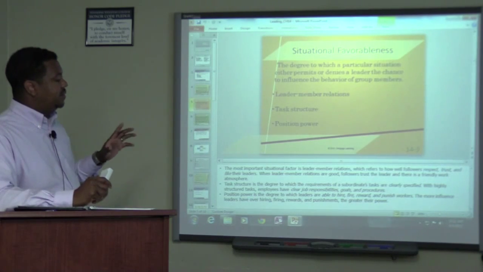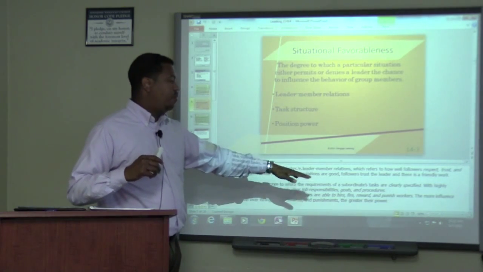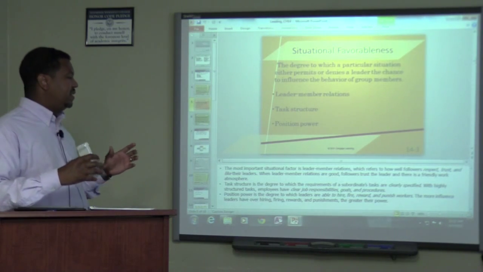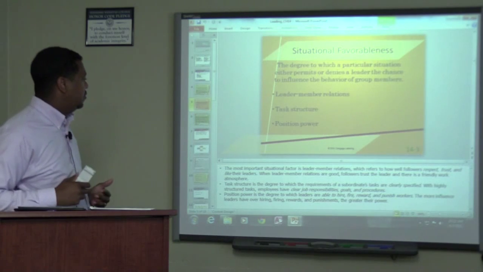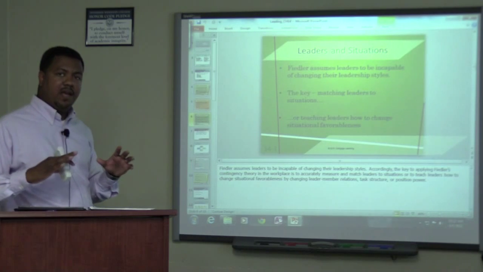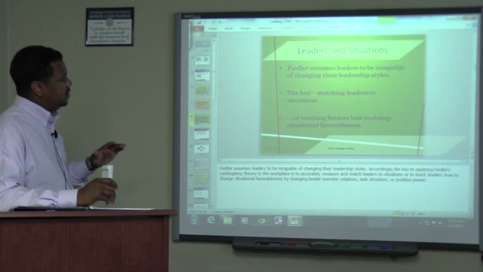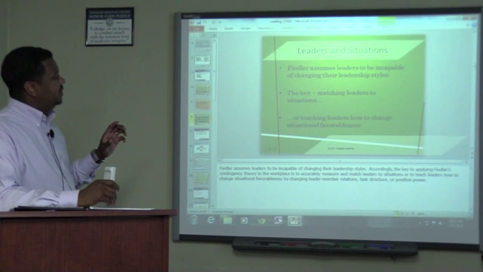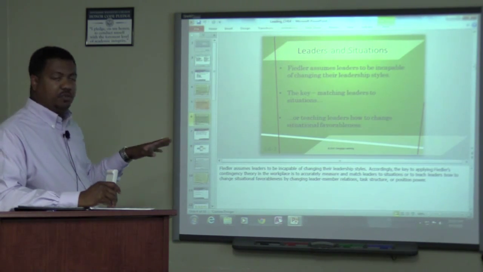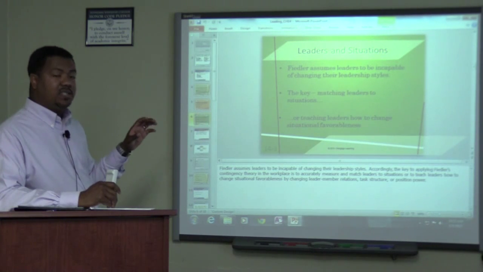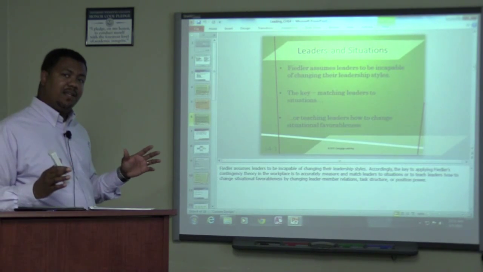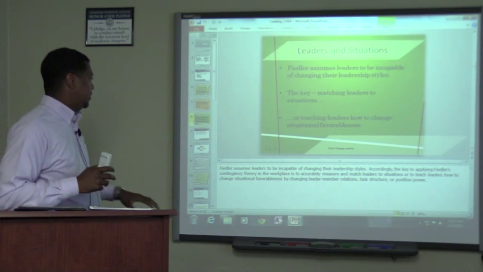Does this leader have the ability to hire, fire, reward, or even punish workers to move forward in the direction that we identified we want the organization to move? This is a good way to think about those factors that can affect the ability of a leader to make concrete decisions. According to contingency theory, it's best to identify and match leaders to the appropriate situation, or teach leaders how to change their situation to be a little more favorable. Basically, change your leadership style, right?